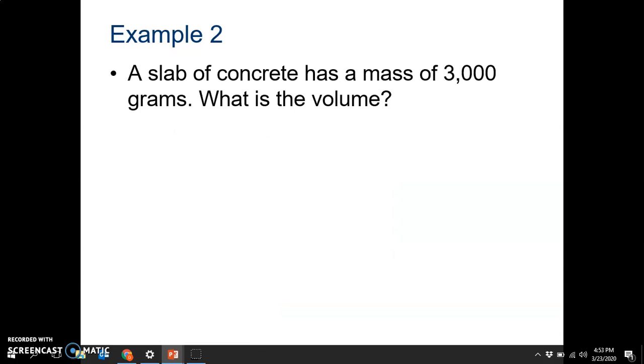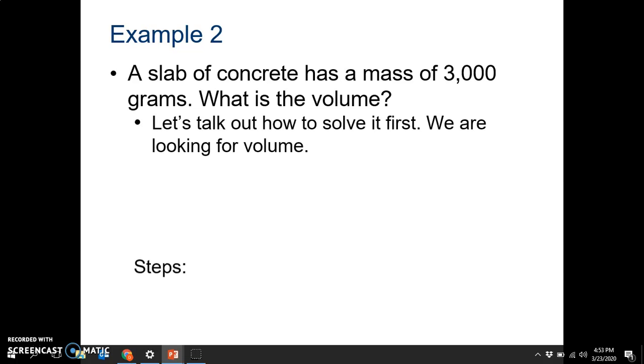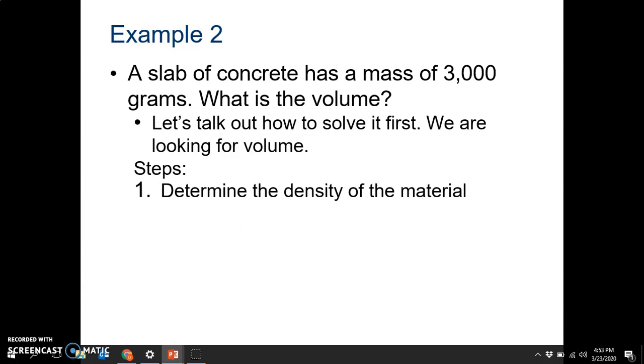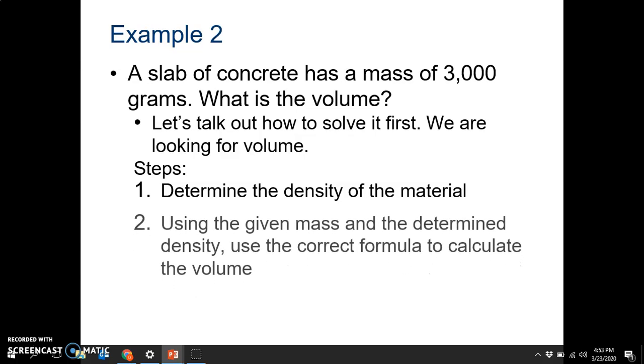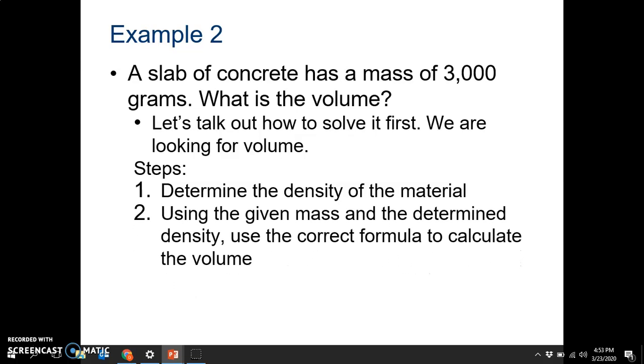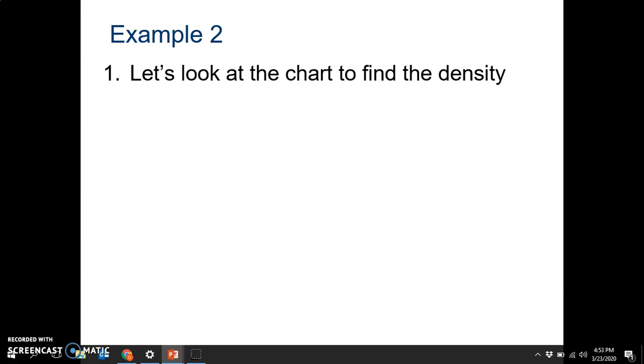Let's do another example. A slab of concrete has a mass of 3,000 grams. What is the volume? In this one, I know the mass. I am looking for the volume, and I could pretty easily find the density by using that chart. Step 1 would be find the density, and step 2 is using the given mass and the determined density, we can use the correct formula to calculate the volume.